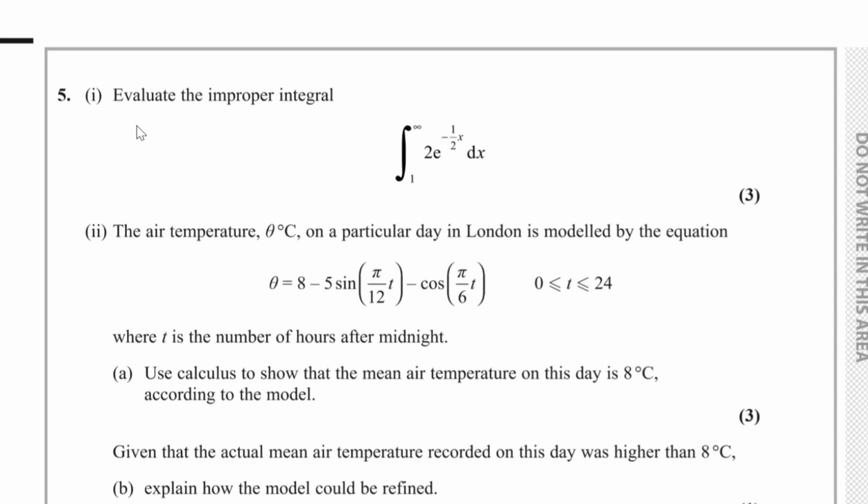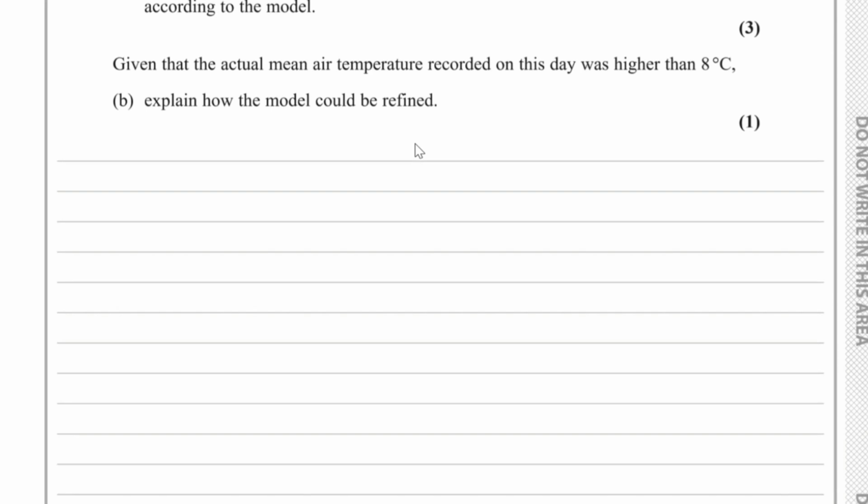Question number 5. For part I, we have to evaluate the improper integral of 2e to the minus 1/2 x with respect to x in between 1 and infinity. So, we begin by writing down the integral which we need to evaluate. We've got limits from 1 to infinity, and then we've got 2e to the power of minus x over 2 dx.